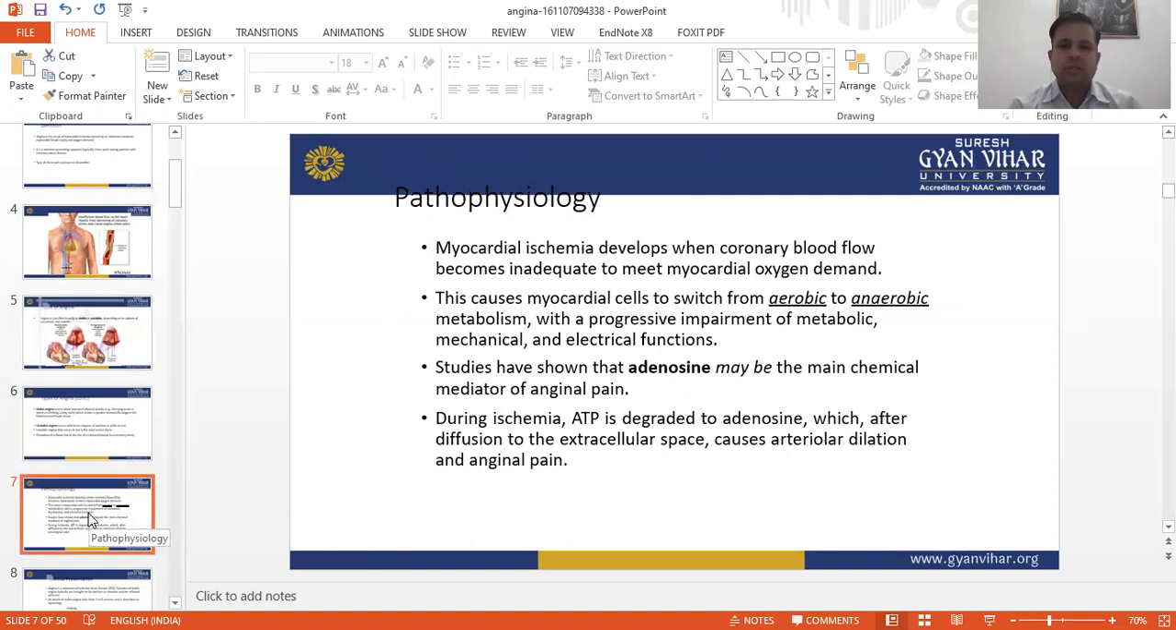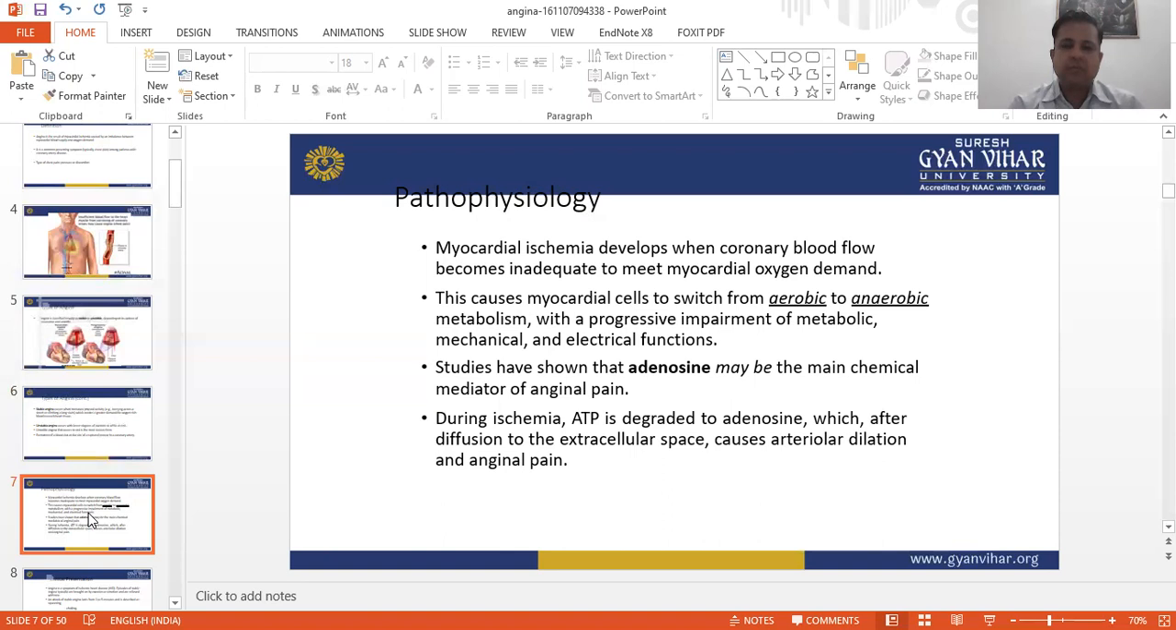Now let's discuss pathophysiology. Myocardial ischemia develops when coronary blood flow becomes inadequate to meet myocardial oxygen demand. This causes myocardial cells to switch from aerobic to anaerobic metabolism, with a progressive impairment of metabolic, mechanical, and electrical functions.